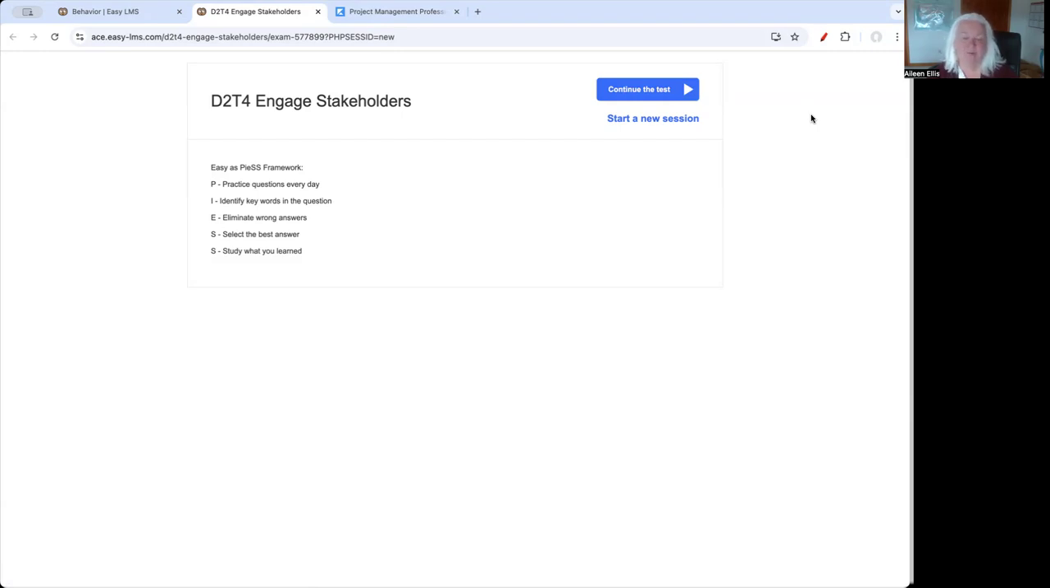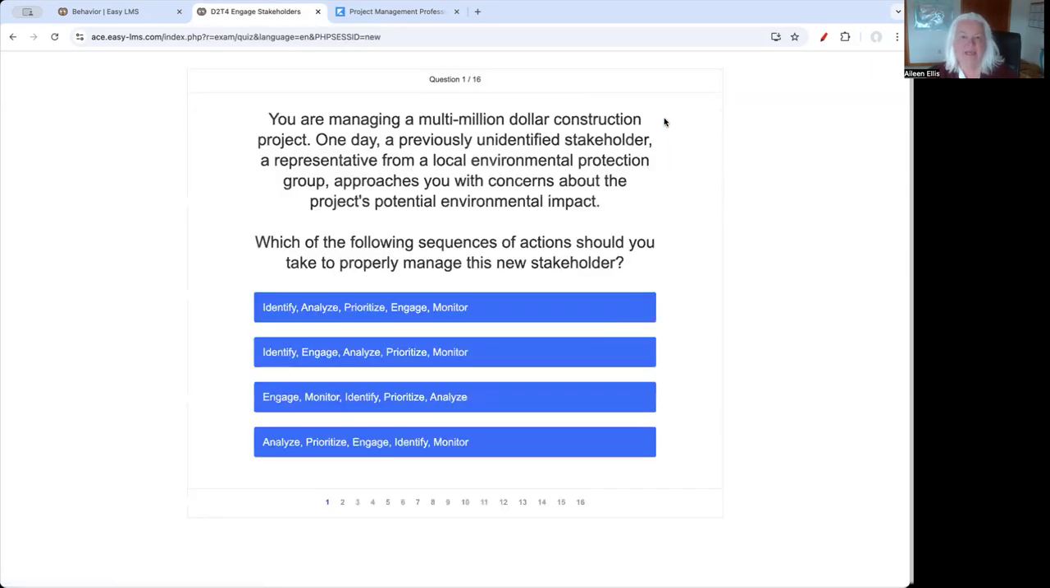Let's hack multiple PMP sample questions related to the task engage stakeholders. Here we have our first question. Pause the video, highlight the keywords, and then select the best answer.